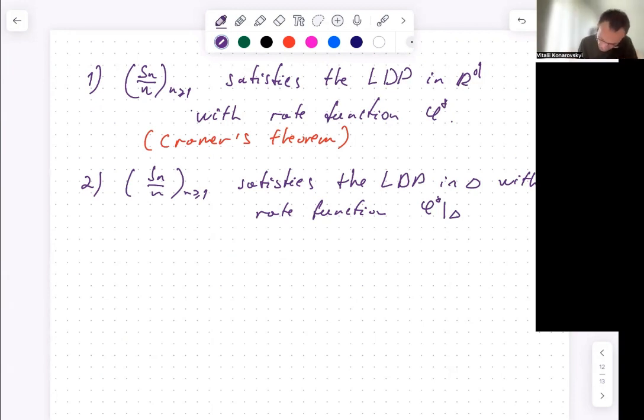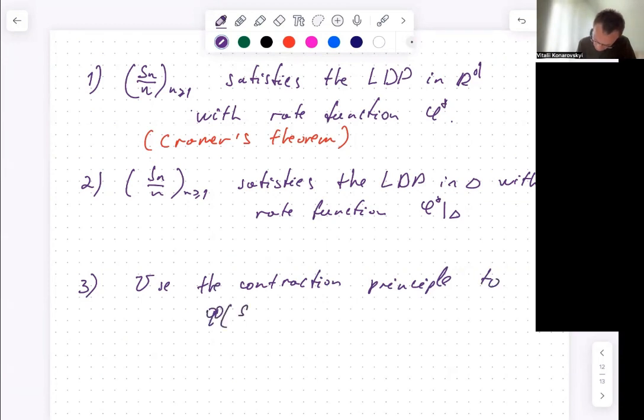And then part number 3 will be to use the contraction principle, because now you can use it, since you have a continuous map phi. Apply the contraction principle to the continuous map of S_n divided by n, that is equal to mu_n, to get the LDP for mu_n.